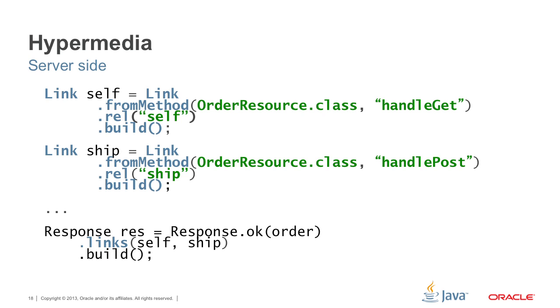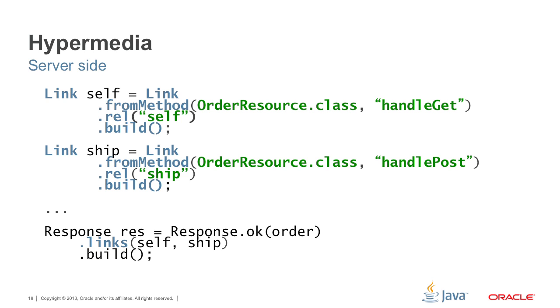Think of them as purchase orders. And the second link that we produce here is a ship link, which is connected to a different method in that resource class, namely handle post. And once the two links are built, then we can incorporate those links into a response so that they're serialized as link headers and sent back to the client.